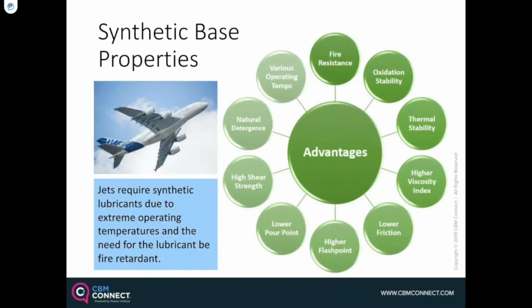Some of the areas where synthetic base stocks are used, some of them almost required, are jets. I think most of you are aware of the extreme temperatures a jet can operate in. It can be sitting on a runway in DFW or Phoenix at 110 degrees, and when you get up at altitude, it's sub-zero. So you need a lubricant that can go over a wide temperature range, which sets up nicely with the high VI index that we talked about on the synthetics.